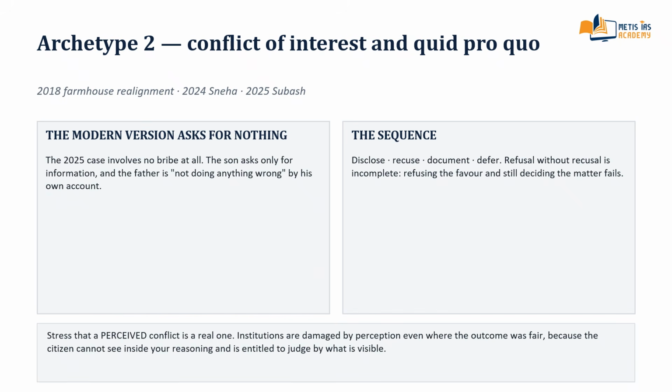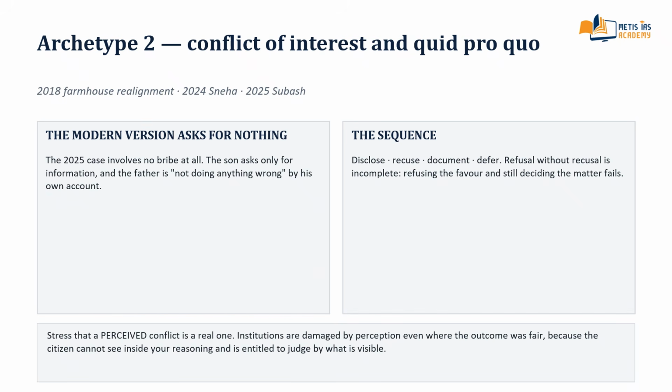So the defining feature: personal or family gain is available in exchange for bending, or merely for sharing, an official decision. This is conflict of interest or quid pro quo. Note that the 2025 case involves no bribe at all. The son asks only for information, and the father is not doing anything wrong by his own account. That is the sophistication of the modern version.